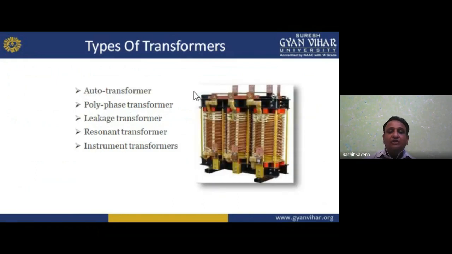Now moving forward, types of transformer. First we have the auto transformer, which we are discussing now. Then we have the polyphase. We have already discussed the leakage transformer. We also use leakage, resonant and instrument transformers. Instrument transformers we already studied in EMI, electrical measuring instruments or electrical measurement. Basically, we have two types of instrument transformer: current transformer for the current measurement and voltage transformer for the voltage measurement.